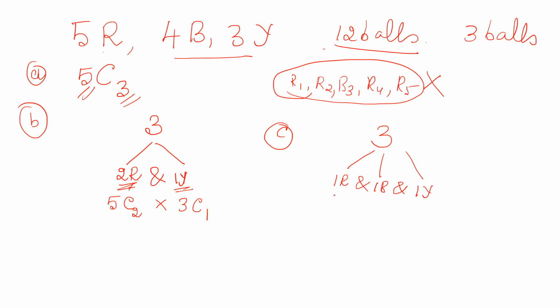Right? So now easily you can write. How many red balls are there? 5. From that I am taking 1. How many blue balls are there? 4. From that I am taking 1. So it is 4C1. And 3 yellow balls are there. I am taking 1 from that. This should happen and this should happen and this should happen. And that means multiplication. So 5C1, 4C1 and 3C1.